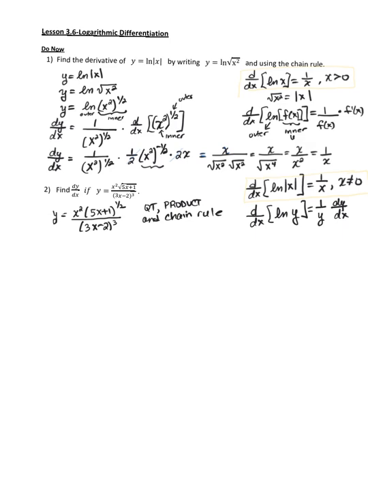But when the expression has division and multiplication, we know that these rules apply. The natural log of a product is the sum of the natural logs. The natural log of a quotient is the difference of the natural logs.